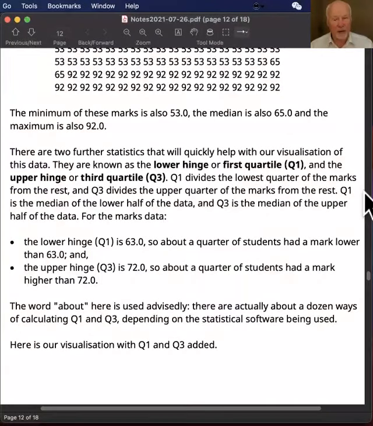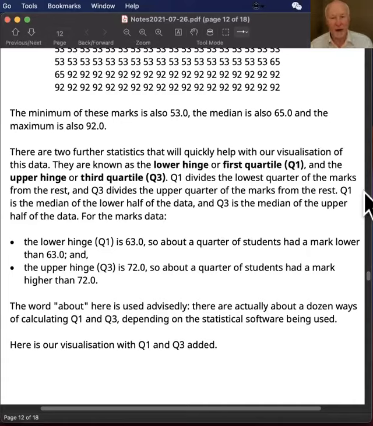Now, there are another two statistics we can work out fairly easily that will help with our visualization of the data. These are known as the lower hinge or first quartile, Q1, and the upper hinge or third quartile, Q3. Most of the time I'll just refer to these as Q1 and Q3. The terminology about lower hinge and upper hinge is traditional, but it's not used so much these days.